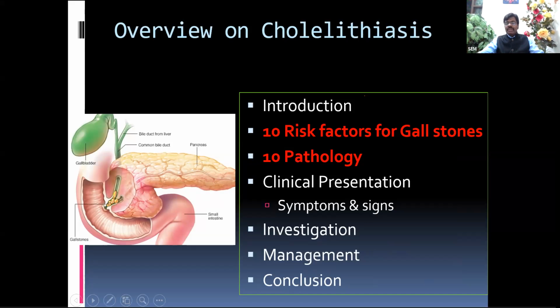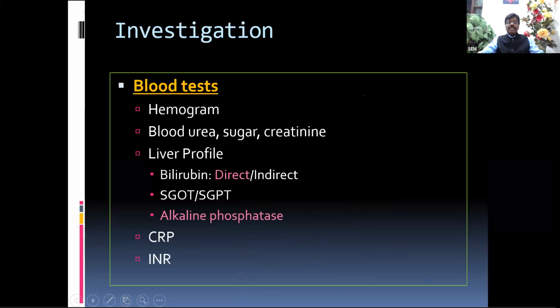Now coming to the third thing, how do they present? There are symptoms and signs. I told you the symptom is biliary colic. That is right upper quadrant pain radiating to the back with vomiting. What is the sign? Murphy's sign. Any other sign? If they have jaundice, that means they have already developed a bile duct stone. So these are the signs to look for.